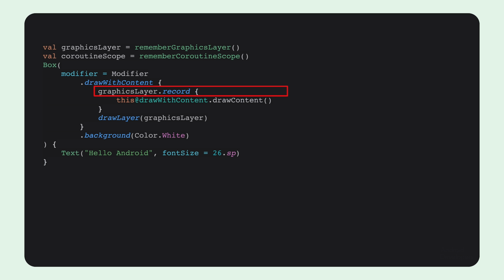What exactly can we do with it? We first ensure that the drawing is redirected to drawing in the graphics layer by using the record function to capture the content in the graphics layer, and then call drawContent, which draws the contents of the composable into the graphics layer. Then we call drawLayer to draw this graphics layer into the current surface.